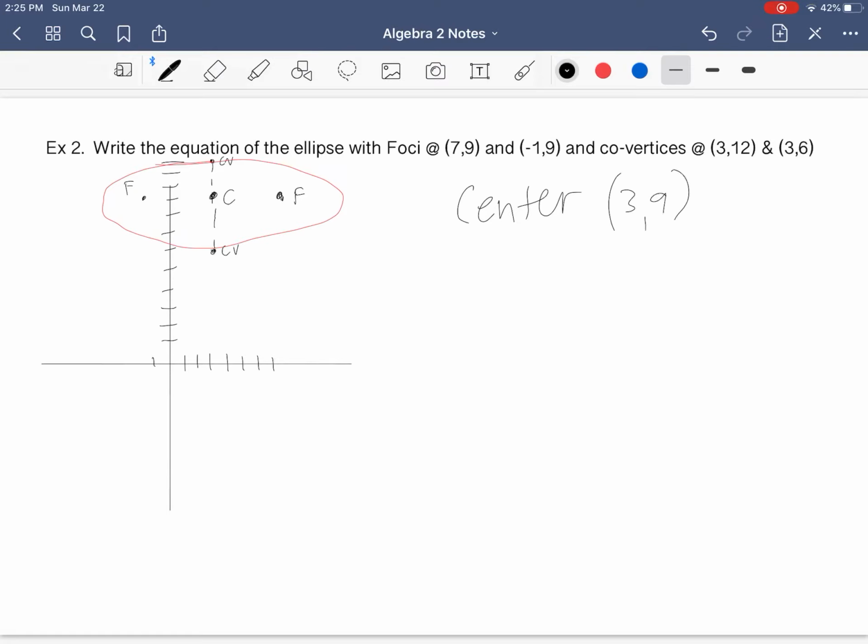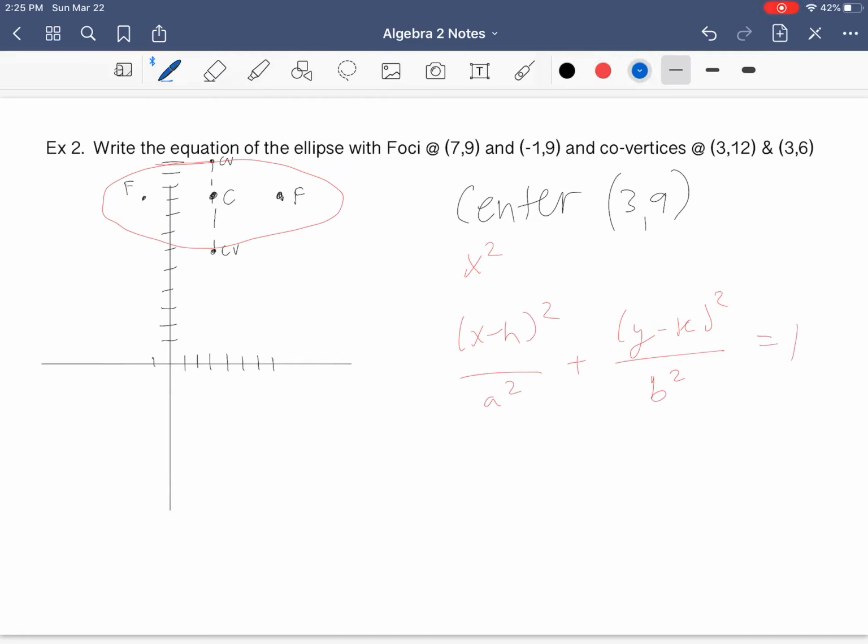And remember, the center should be in line with the co-vertices as well as the foci or vertices. So if it's not in line with them, then it means it's in the wrong place. So we've got our center. We already said that because this goes left to right, that means it's going to be an x squared equation. So we're going to have (x minus h) squared over a squared plus (y minus k) squared over b squared equals 1.